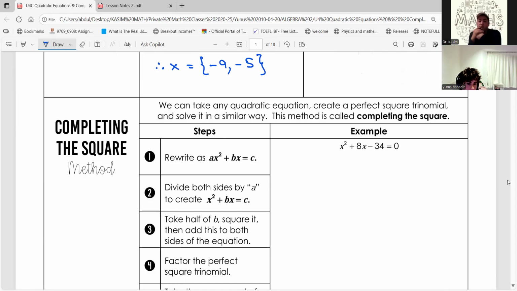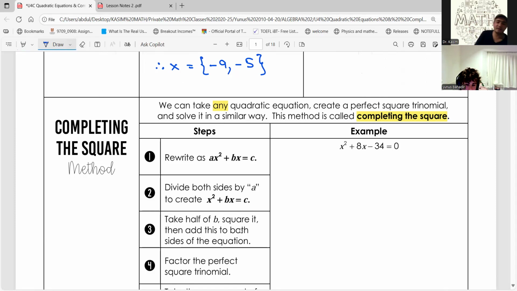We can take any quadratic equation, create a perfect square trinomial, and solve it in a similar way. This method is called completing the square. In math, what do we call this? Completing the square method.